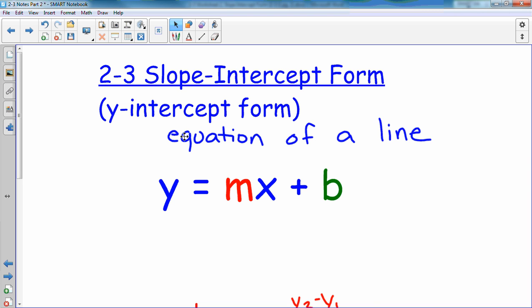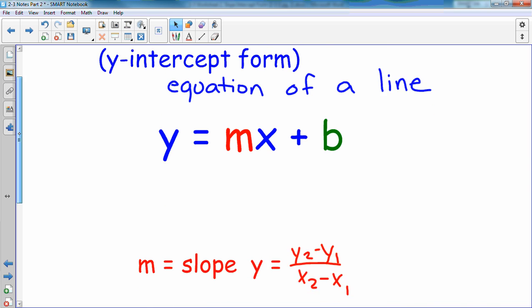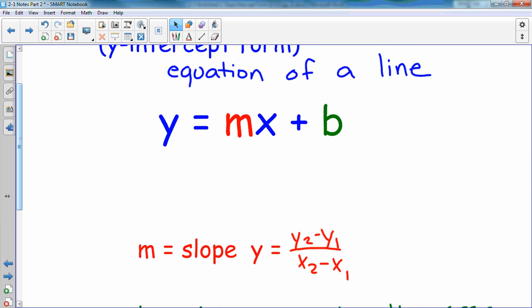The way it looks is y equals mx plus b. But the y, the m, the x, and the b all stand for something. The first thing we're going to talk about is what does m stand for? You should know this because of yesterday. Slope. So right away you see the m, you think slope. Slope, we know because of yesterday, it's y2 minus y1 over x2 minus x1.